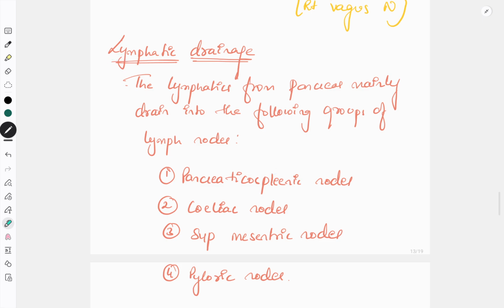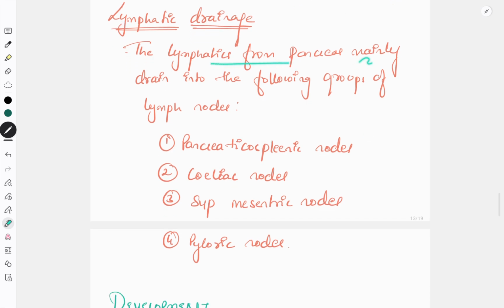Moving on to the lymphatic drainage. The lymphatics from the pancreas mainly drain into the following groups of lymph nodes. That is, all the lymphatics that come from the pancreas drain into these lymph nodes. What are those lymph nodes? The pancreatico-splenic lymph nodes. Yes, it's very easy to remember. Pancreas and spleen are like this only, so you can remember pancreatico-splenic nodes, the celiac nodes, the superior mesenteric nodes, and the pyloric nodes. So it's very important to remember these.